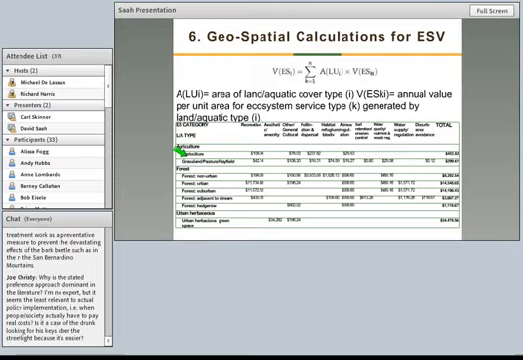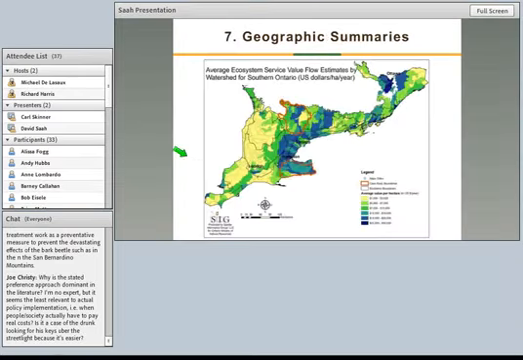So what was the value per hectare? How many hectares do we have within each land type? And you quantify it out, and what you end up with is total valuations for a specific type within a specific area.